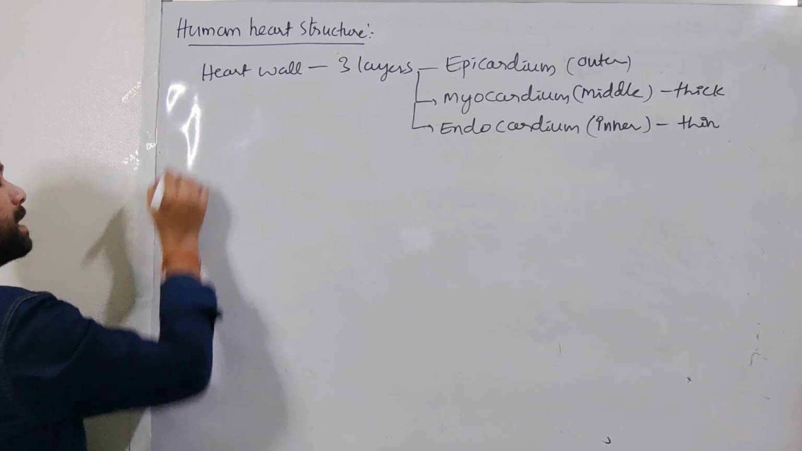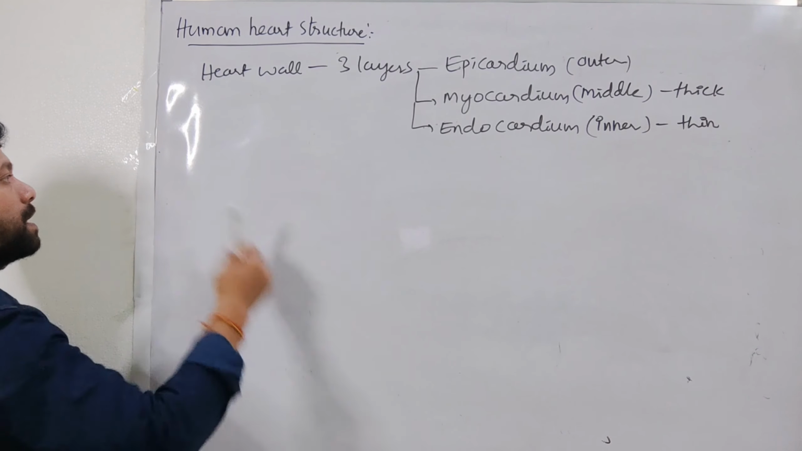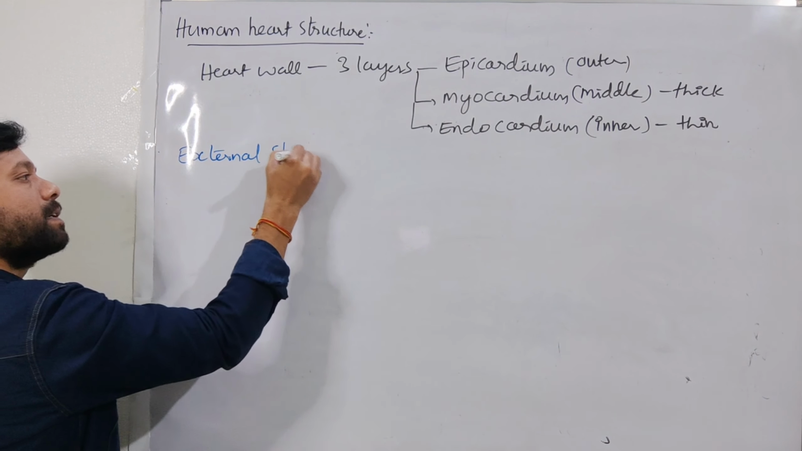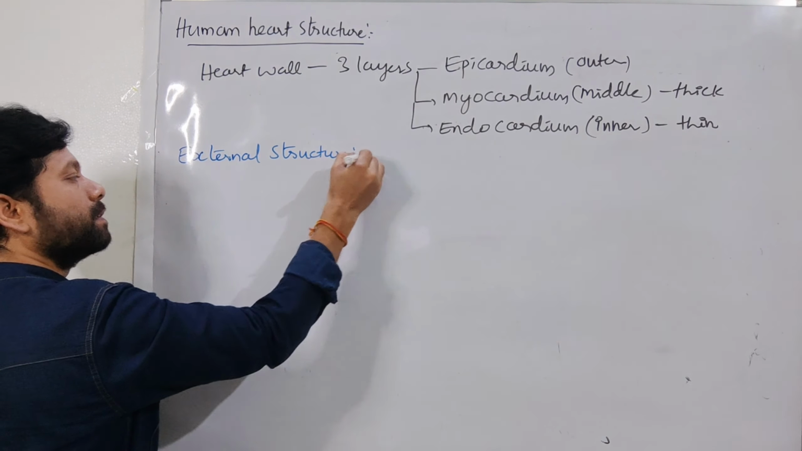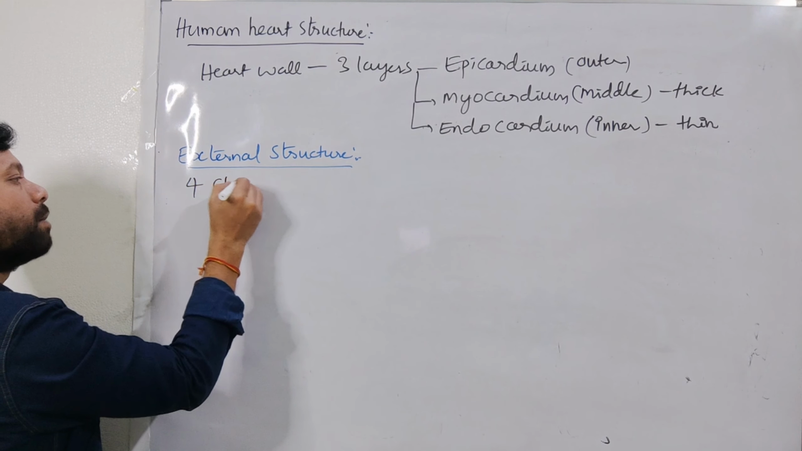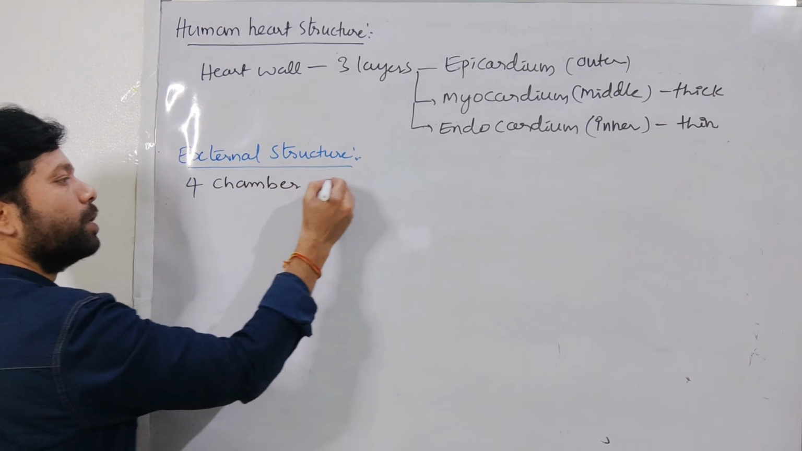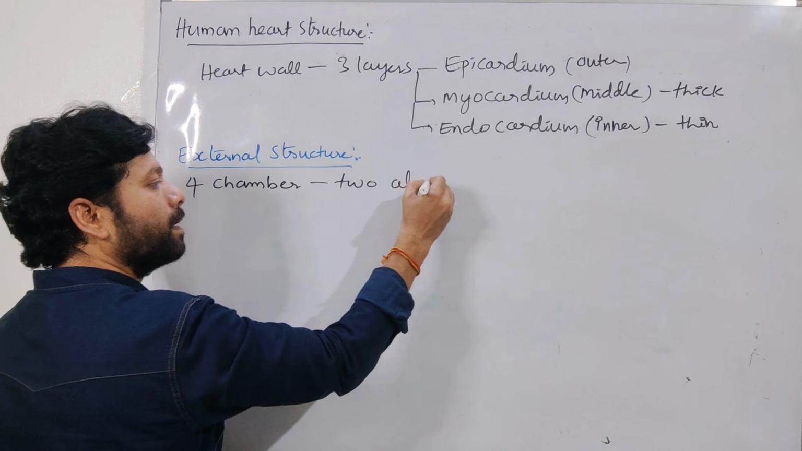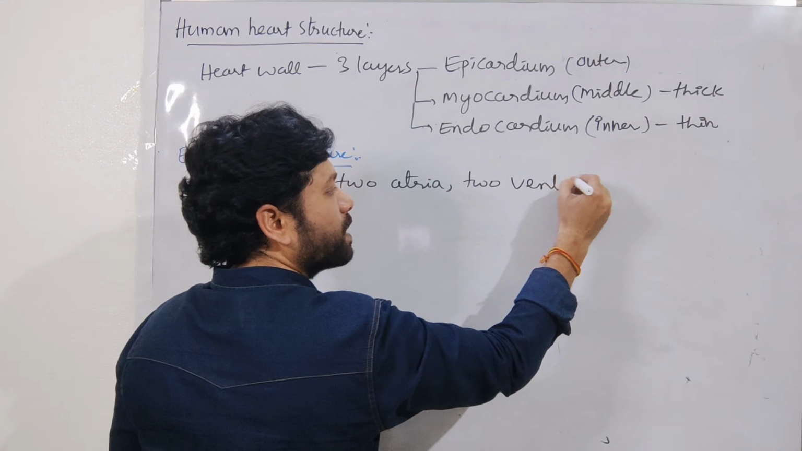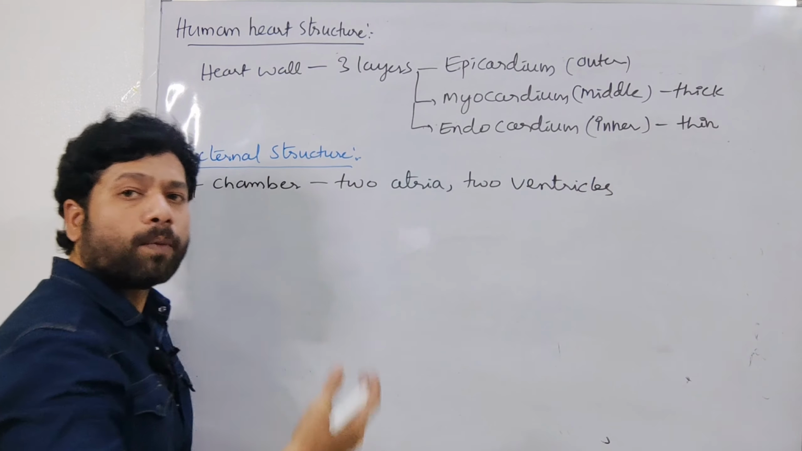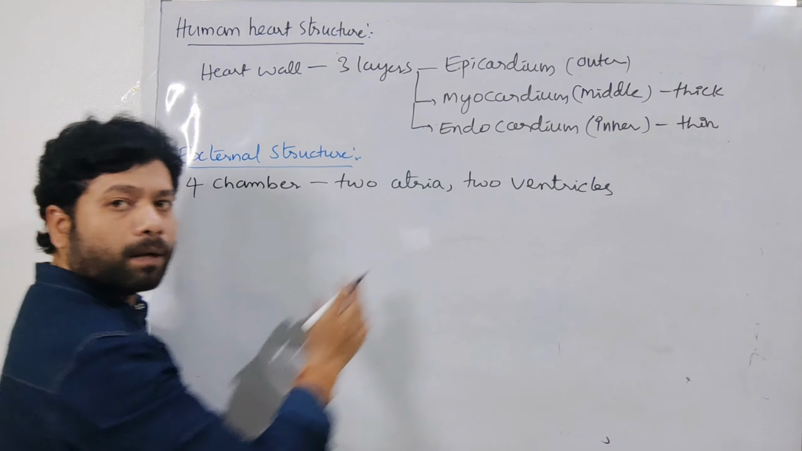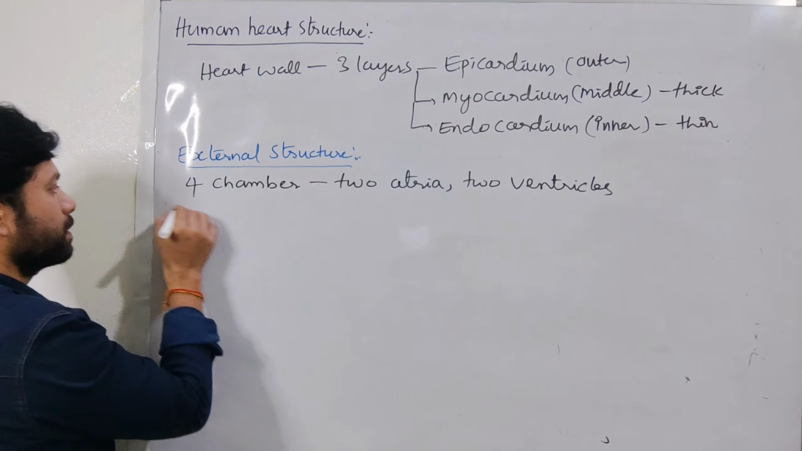And next one, external structure. So, it is the external structure of the heart. In this structure, the heart contains how many chambers? Four chambers: two atria and two ventricles. Atria are the what? Upper chambers, and the two ventricles are the lower chambers. So, atria are the receiving chambers and ventricles are the pumping chambers.